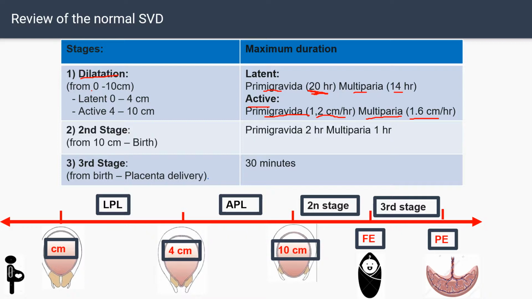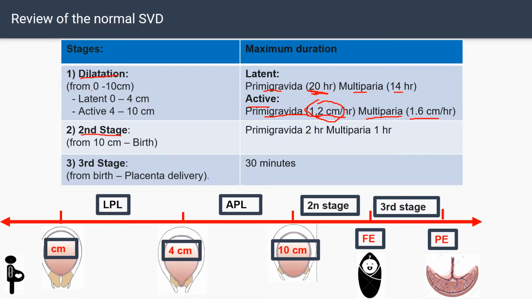If a primigravida is in active phase of labor with 5 centimeters and you make a VE after 2 hours and she continues in 5, or she is in 6 centimeters, that means that she's not progressing in the normal way because she's not fulfilling the 1.2 centimeters per hour. That means that we have a stopped active phase of labor or slow active phase of labor. And here in Bagadi you use the word obstructed labor.